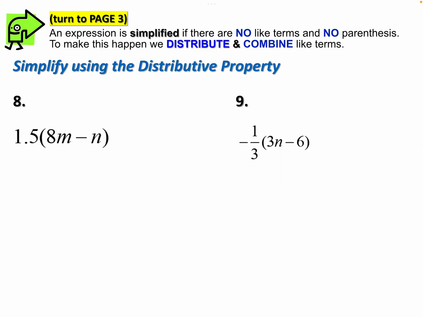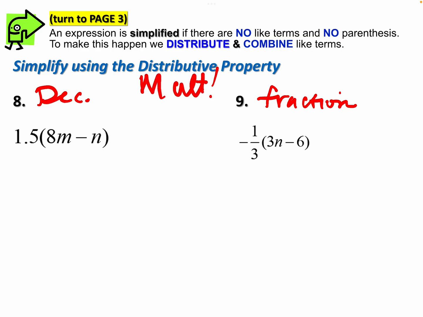Sometimes you're going to have to distribute with decimals or fractions. That doesn't change what you do. You still got to pass it out. You still got to multiply. Remember, distributive means you're multiplying. So you're going to be practicing multiplying decimals and fractions.